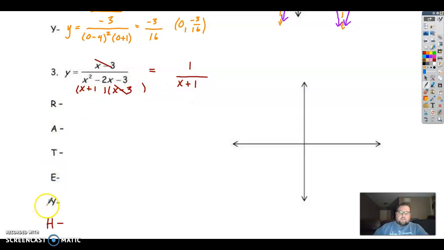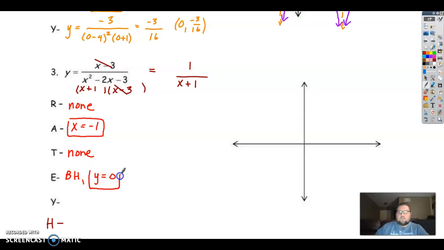So when we find our stuff here for RATEY, we're looking at the reduced form. That's how we're determining all of this. So for my R, I don't have one because I just have a 1 on top. No x on top. Asymptote, x equals negative 1. That's what makes my denominator 0. Togetherness, no. No perfect squares. End behavior, it's bottom heavy. 1 is bigger than 0, so bottom heavy. Automatically y equals 0. And then y-intercept, y equals 1 over 0 plus 1, which is 1. So 0 comma 1.